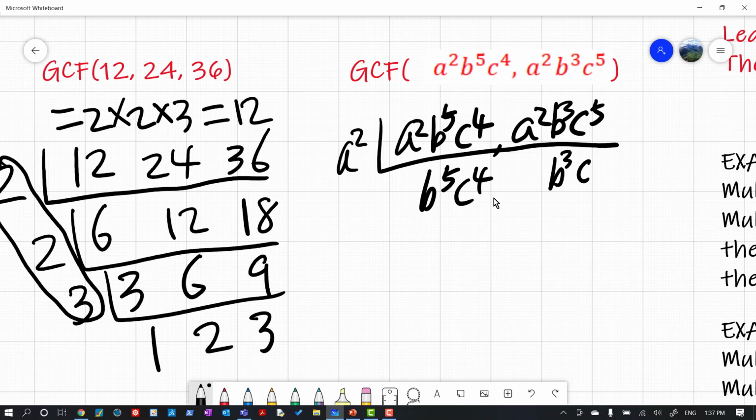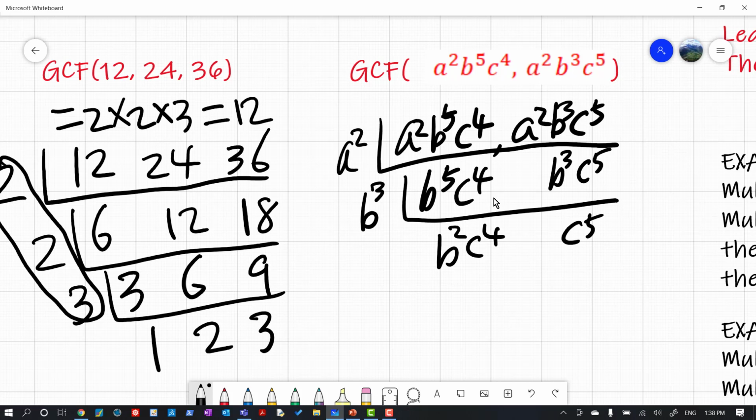B3 and C5. And then you compare these two, and what you can get is B3. And from this, you have B square, and you don't change anything for C. This B3 is extracted, and then you have C5 left. And then the next step, you can get out C.